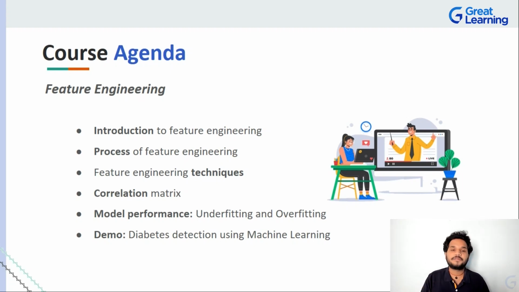Once model performance is done, it's the right time to take a look at the demo, which is basically diabetes detection using machine learning. Now, there are a lot of reasons we are considering this very particular demo, because in the introduction, we're going to be trying to understand what feature engineering is by taking a concept or a simple story about diabetes, right? So I hope the agenda that we're covering on this course is clear to each and every one of you all.